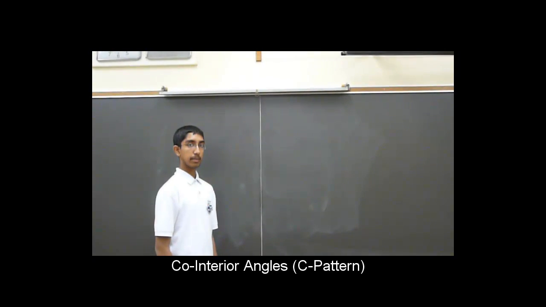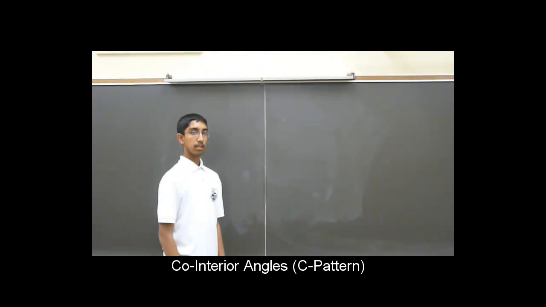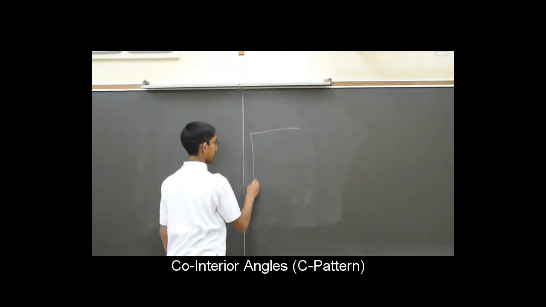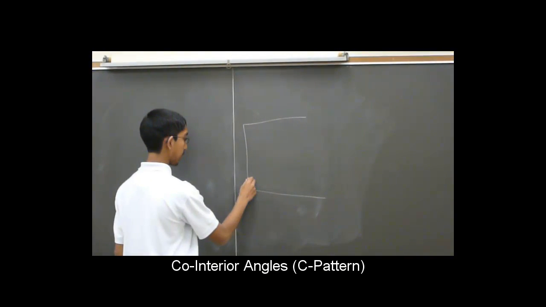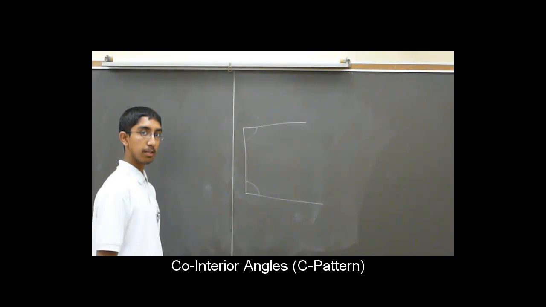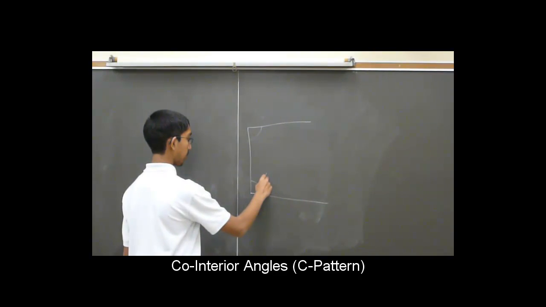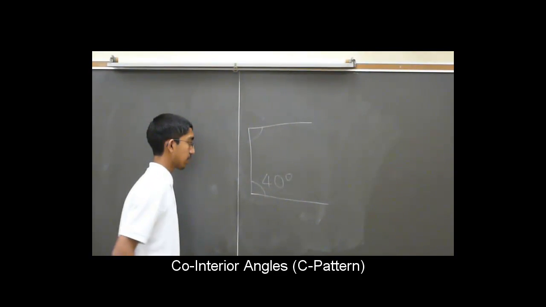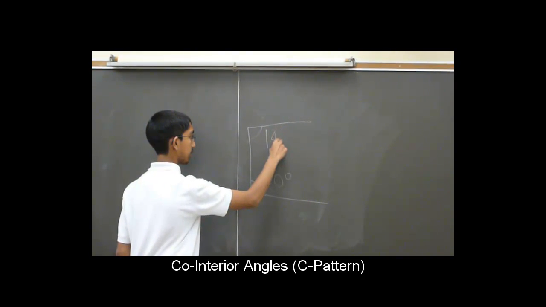Another way to calculate missing angles is called the co-interior theory. Co-interior is also known as the C pattern. So as you can see here, this is a C. That would mean that this angle and this angle equal 180 together. If this angle is 40 degrees, this angle would equal 140 degrees.